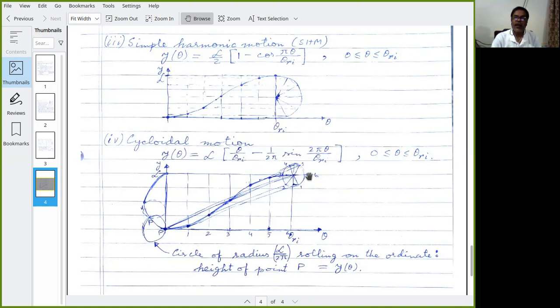If this abscissa is divided into n parts, then this circle has to be divided into n parts. So starting from 0, 2 pi by n, twice 2 pi by n, thrice 2 pi by n, and so on. Finally it will be n times 2 pi by n, that is 2 pi, and it will come to 0. In this case, there are 6 segments, that is 1, 2, 3, 4, 5, 6, 60 degrees each.